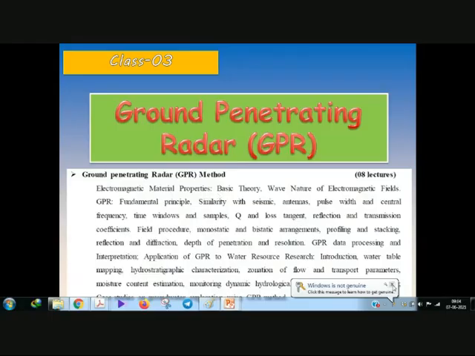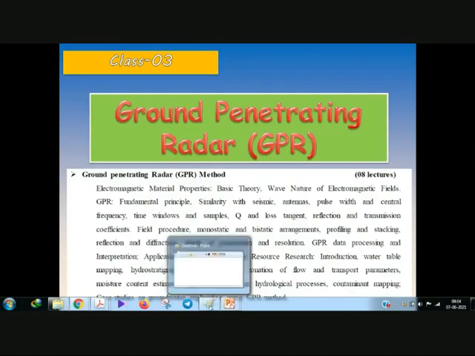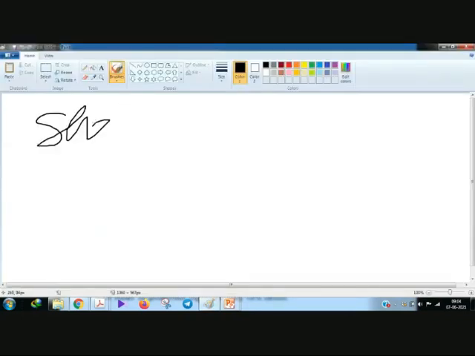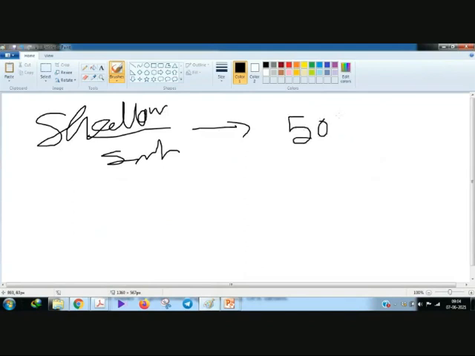First of all, let's talk about GPR. The first point of GPR is that it's a shallow subsurface investigation method. What do I mean by shallow? That means it will be investigating up to 50 meters. Nowadays there are several options available, and one of these options is GPR, which means ground penetrating radar.